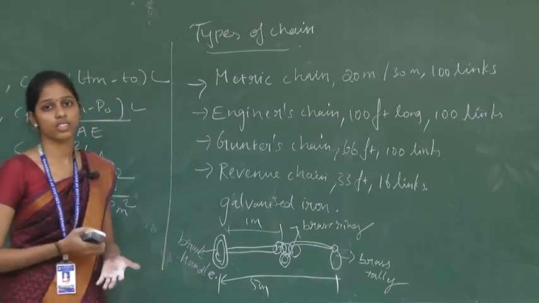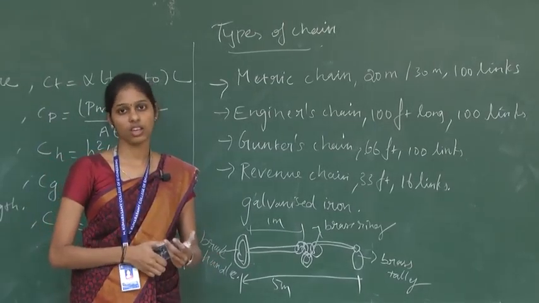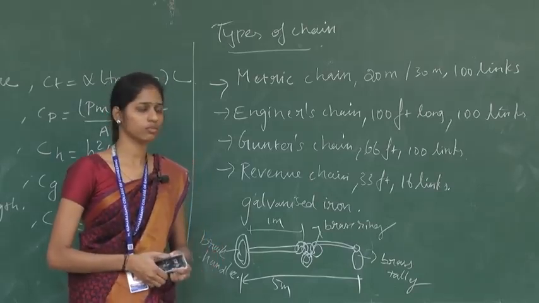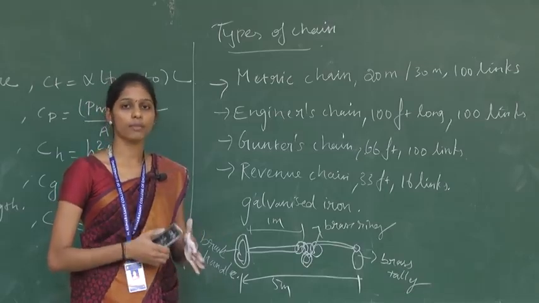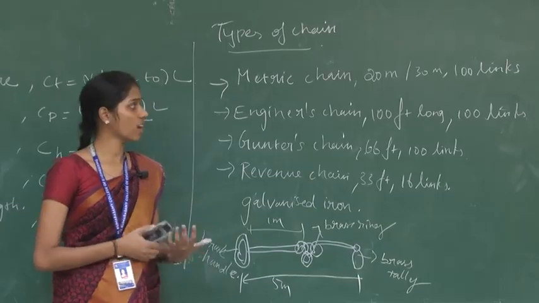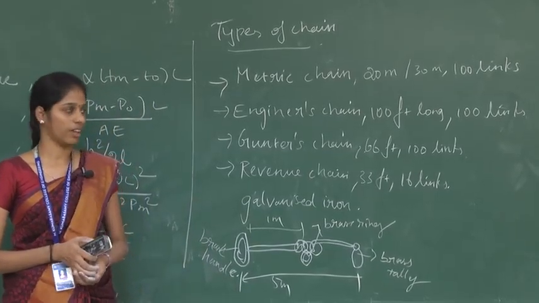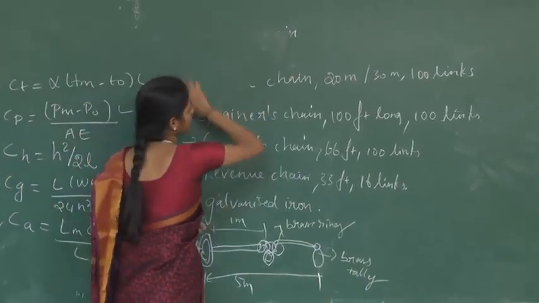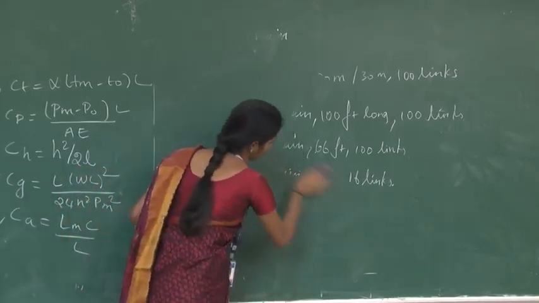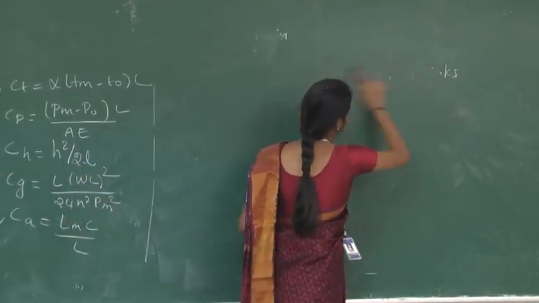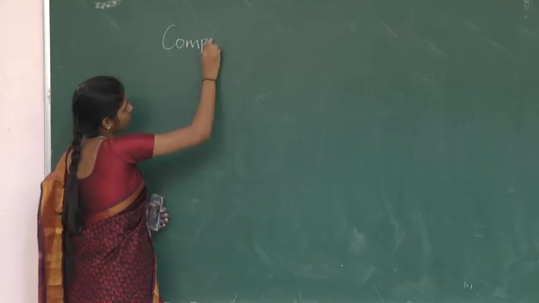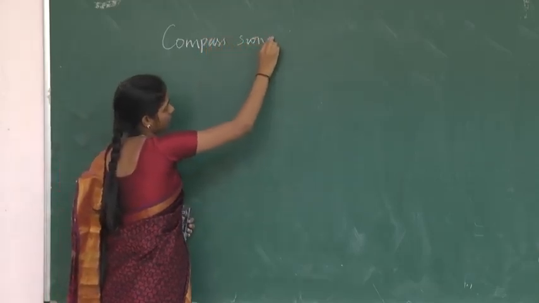So far we have seen what is meant by surveying, what the classifications of surveying are, what the principles of surveying are, what is meant by chaining, what methods are adopted in chaining, and what instruments are used for chaining and ranging. Then we are going to see about compass surveying.